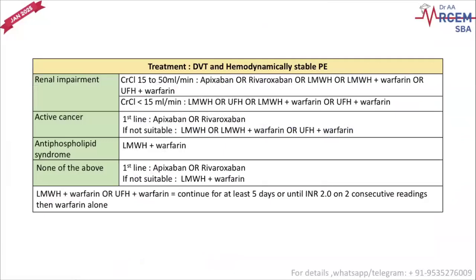How do you treat? A stable PE and a DVT treatment are one and the same. There are no differentiating factors. It might look like a lot is mentioned in this, but if you can remember what I inform you, that is sufficient. Renal impairment, if it is significant, if GFR is less than 15 ml per minute, that means quite significant renal impairment is present, then low molecular weight heparin is preferred. Otherwise, you are giving direct oral anticoagulants. These are direct oral anticoagulants.